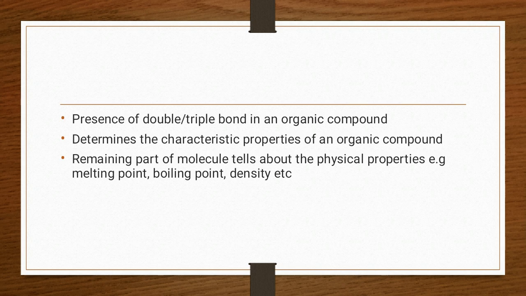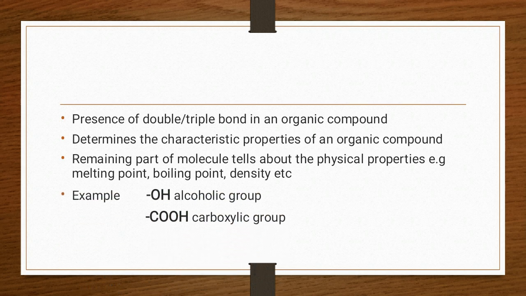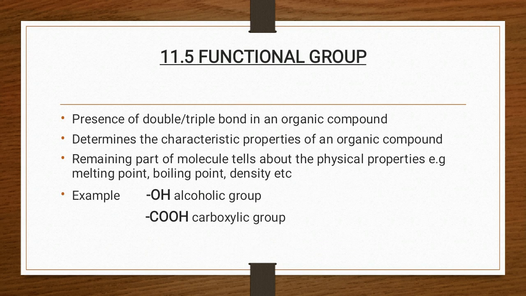Apart from that double or triple bond, the rest of the compound, the part of the molecule, tells us about the physical properties, for example, melting point, boiling point, and the density of organic compounds. As an example, I want to tell you about the very common groups. They are the alcoholic group, represented as OH, and another group is the carboxylic group, represented as COOH. In the carboxylic group there is one carbon, one hydrogen and two oxygens. So this is all about the functional group.